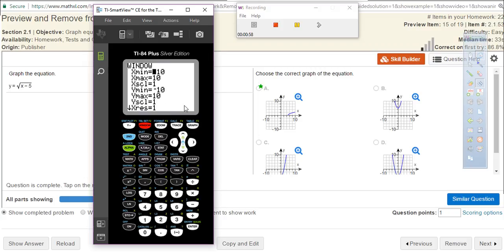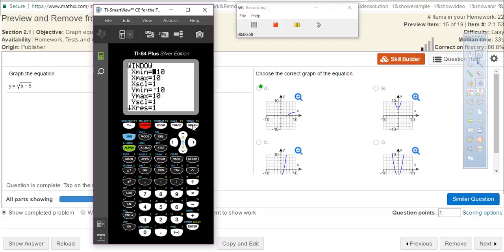Our window right now is set to what they call a standard window. It's 10 by 10. That means when I look at my window, my x minimum is negative 10, which is the end of the x-axis over here. My x max is positive 10, on the right-hand side. And all the little lines on my x-axis are going by ones. My y-scale is the same way, negative 10 at the bottom, positive 10 at the top, with a scale of 1. Don't worry about the resolution, leave it alone, don't touch it.